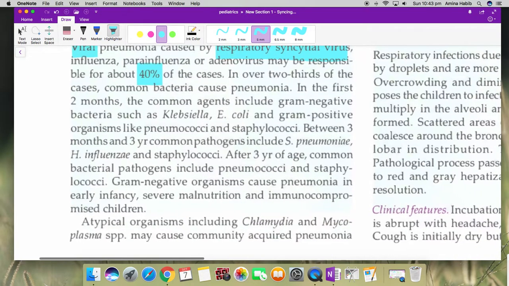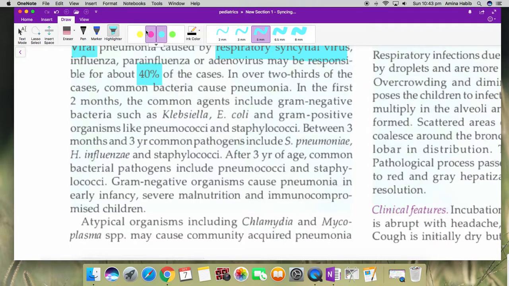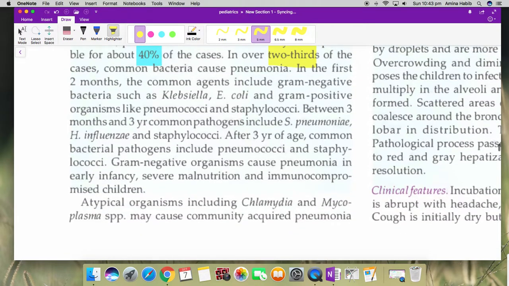Then in two-third of the cases it is bacterial. Now bacterial causes are divided on the age of the child. What are the divisions? The first 2 months of life, then from 2 months till 3 years, then after 3 years, and then finally in adolescence. So there are four divisions.